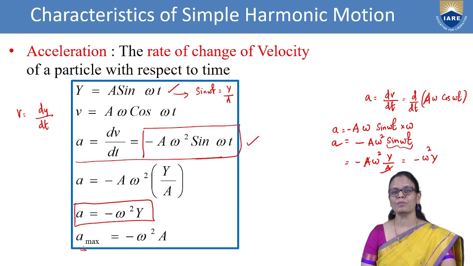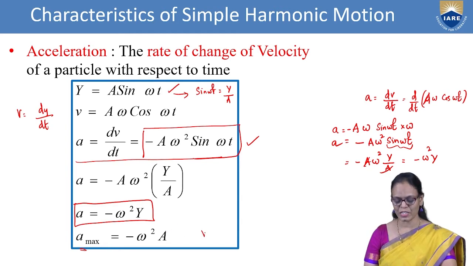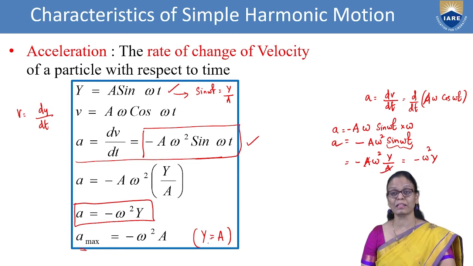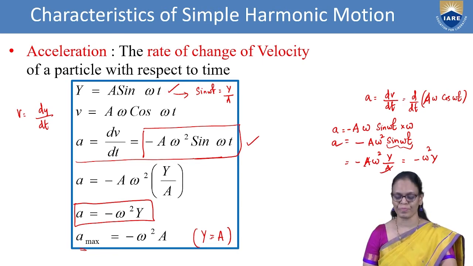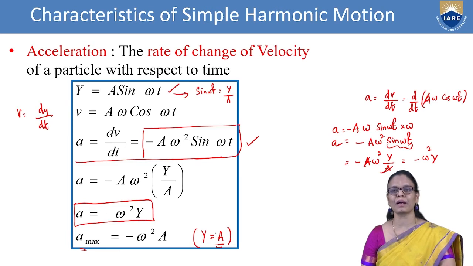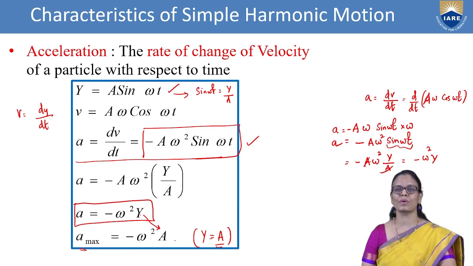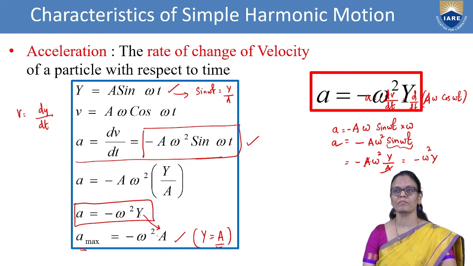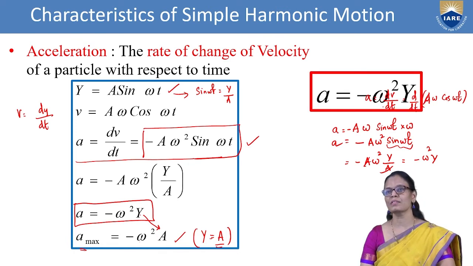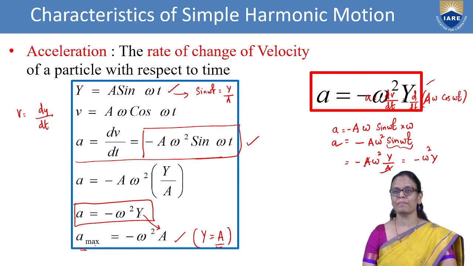And when is the acceleration maximum? The acceleration is maximum at the extreme position. So the condition is y is equal to a, the maximum displacement, which is called the amplitude. When the displacement is maximum, the acceleration is maximum. And the maximum displacement is denoted by amplitude a. So for y, we are going to substitute a. So we get a max is equal to minus omega square a. So a is equal to minus omega square y we use, and we also find a max from here.